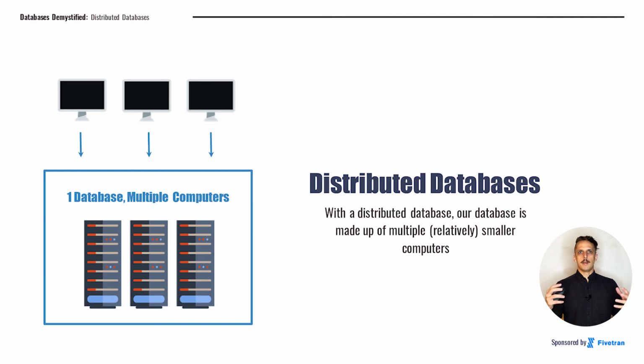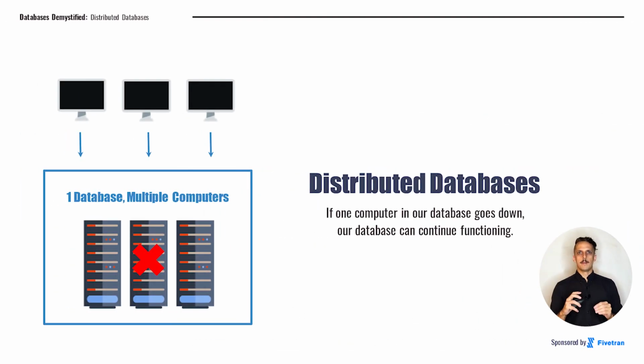With a distributed database, our database is actually made up of multiple, relatively smaller computers that act together as one. So they act together like one database, but really there's multiple computers under the hood. If one computer in our database goes down, our database can continue functioning. Not only can we deal with more data this way, but we also get improved fault tolerance.